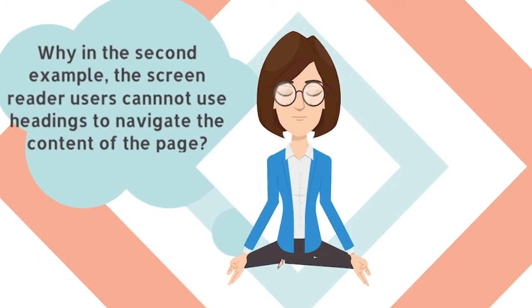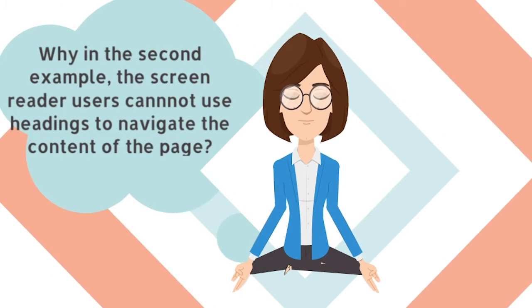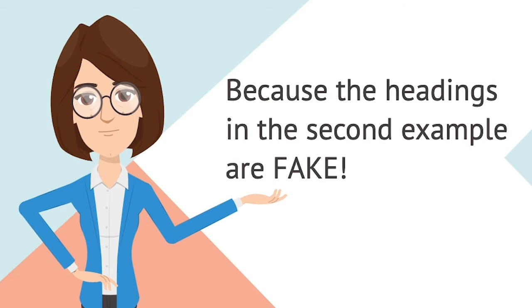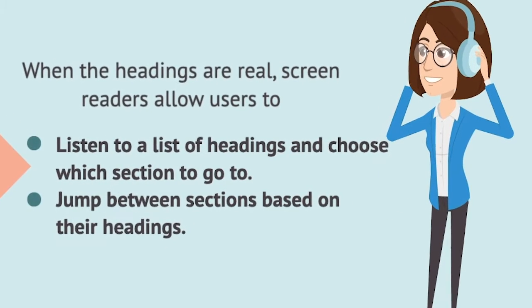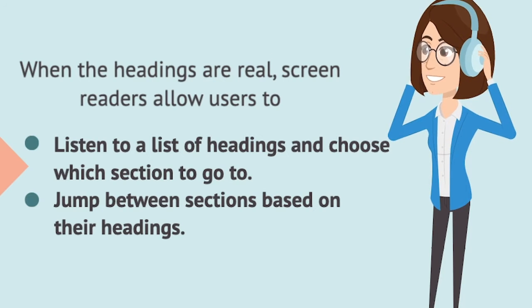Why do both of the pages look the same, but in the second example, the screen reader users cannot use the headings to navigate the page content? That's because the headings in the second example are fake. When the headings are real, screen readers allow users to listen to a list of headings and choose which section to go to. They can also jump between sections based on the headings.